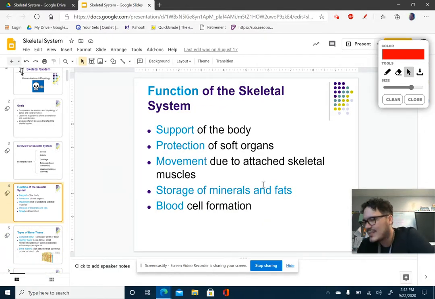Storage of minerals and fats. Obviously, most people tend to think of calcium as a major mineral. Calcium is one of the major minerals, but we obtain calcium from a lot of different areas, not just things like milk. We'll talk more about that down the line as far as the whole Got Milk advertising campaign. Vitamin D, we talked about that in the integumentary system. We mentioned how vitamin D is an essential vitamin for bone strength. We get that from the sun.